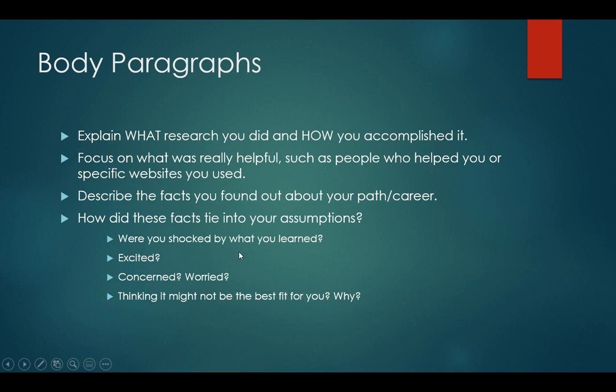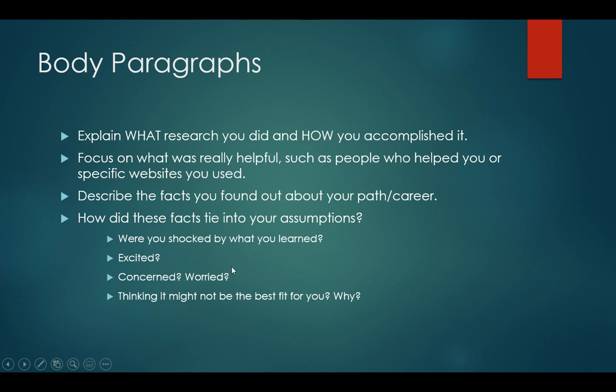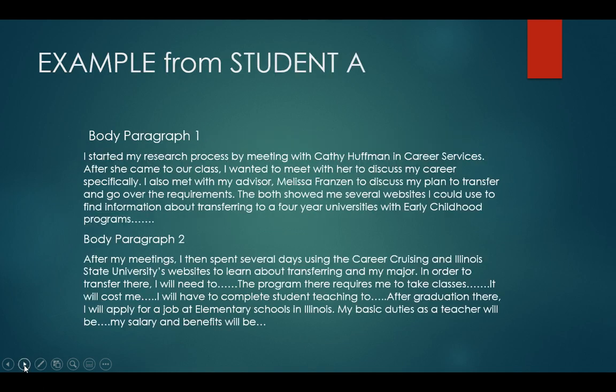And then you're also going to tie this into your assumptions. Does this fit with what you thought that you knew about the career? So if you're choosing nursing and you already had some preconceived notions about what it means to be a nurse, did what you find fit with that? Or was there some things that shocked you? Was there some things that you didn't realize was a part of being a nurse, or some things that you didn't realize you would have to do in that field? So you're going to need to tie all that into your body paragraphs.